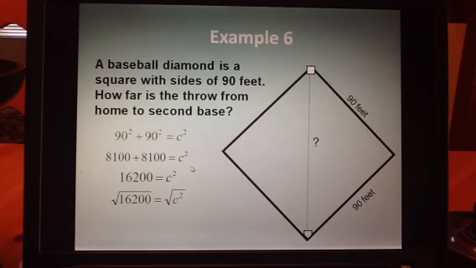Okay, this one kind of works the same way. Got my animations off a little bit, need to fix that. Except this time we gave you the sides of the square because a baseball diamond is a square. And we're asking you to find the hypotenuse. So you're going to plug in 90 for both legs. And you are going to go ahead and square first, then add, and your last step is to take the square root. Now, if you play baseball, you might know how far it is from home plate to second base.